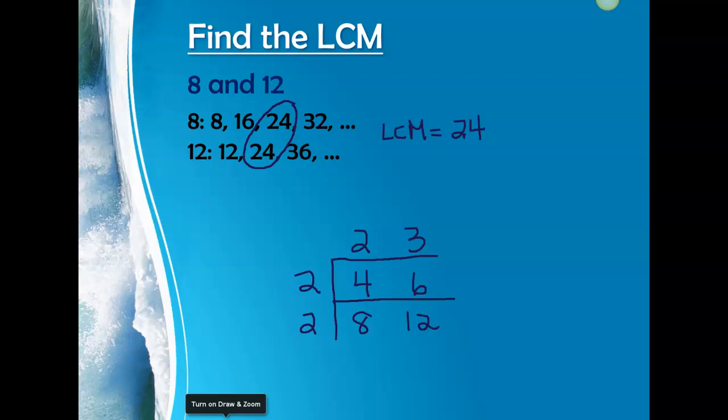In order to find the LCM, I will need to multiply the numbers up the side and across the top together. 2 times 2 is 4, times 2 is 8, times 3 equals 24. The LCM is 24.